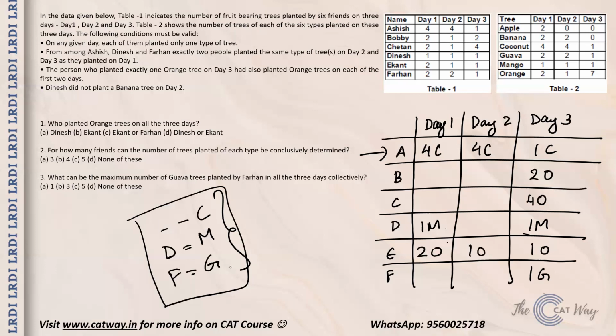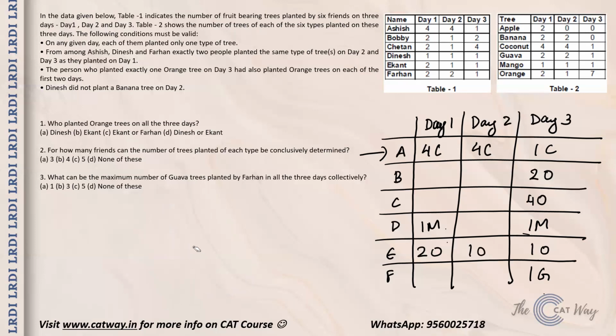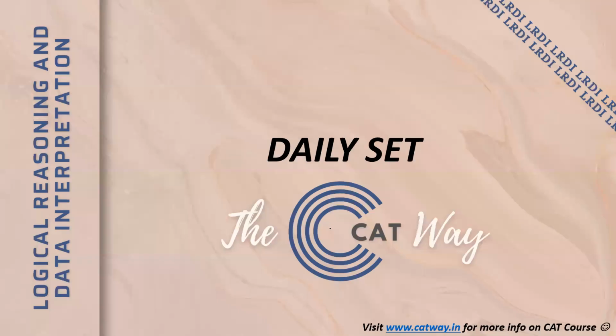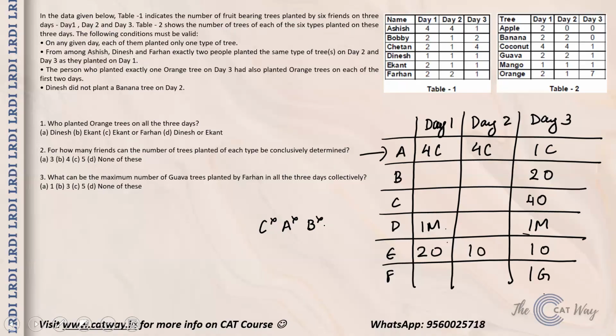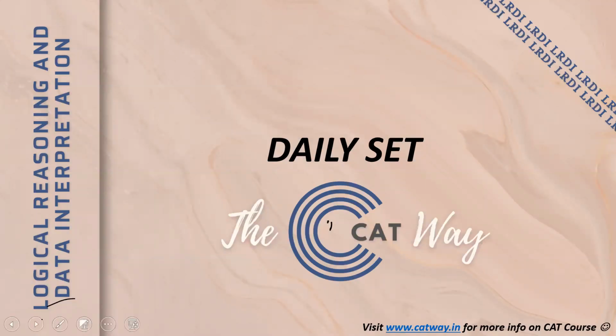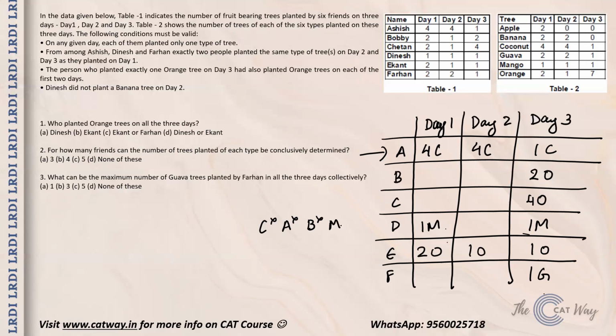Now if you talk about his day 2, we know he cannot plant coconut. He cannot plant an apple. Because of statement 4, we know he cannot plant a banana. So apple is gone, banana is gone, coconut is gone. And we are assuming that he did not plant mango. He also cannot have orange because orange is gone with Ekant. So all these are gone.